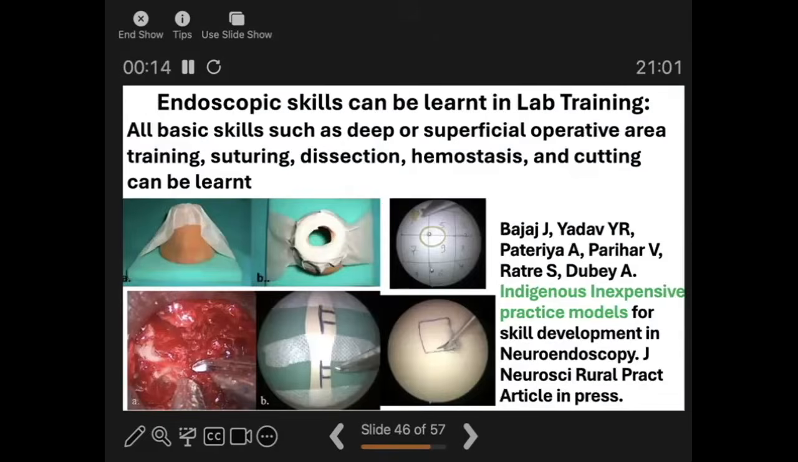We have devised a simple and inexpensive module for basic endoscopic skill training. All basic skills such as deep and superficial operative area training, suturing, dissection, hemostasis, and cutting can be learned in a cost-effective way. This is the model. This is made of an earthen pot which is used to drink tea, and a hole is made at the back side of it and it is fixed.